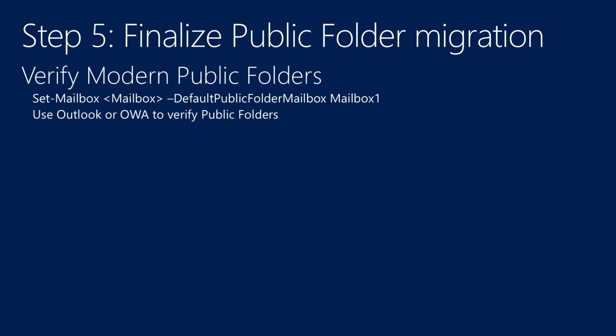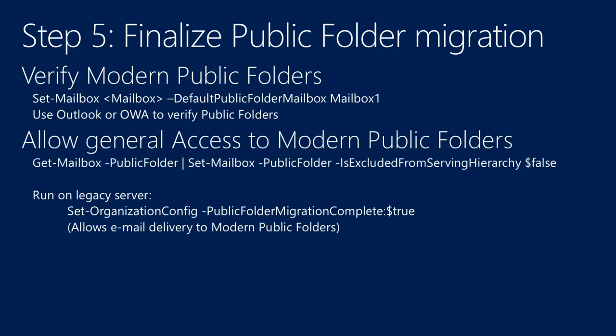So finally, once you've finalized the migration and the request is through, you verify that your modern public folders are as they used to be in your legacy environment. That can be done by assigning a specific mailbox directly to the public folder mailbox, because then it overrides the IsServingPublicFolderHierarchy false setting. And after that, you allow general access. This will allow your clients to connect to the hierarchy. The IsExcludedFromServingHierarchy false setting means every client can connect.